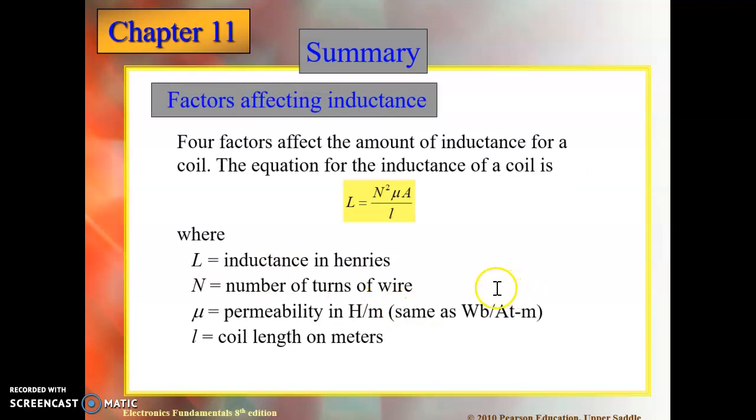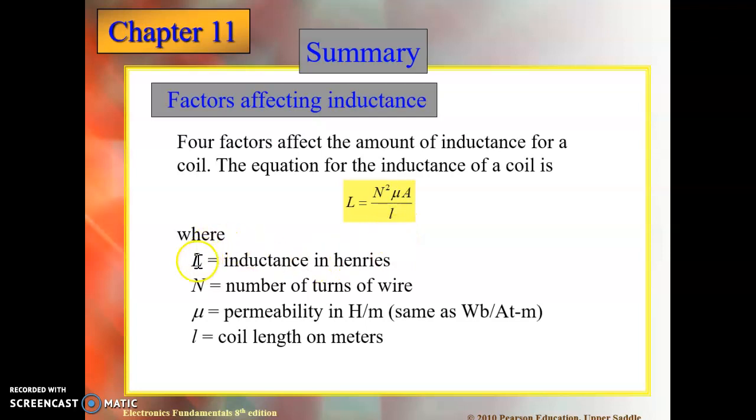Factors affecting inductance. Four factors affect the amount of inductance for a coil. The equation for the inductance of a coil is: we have the number of turns squared, we have the permeability of the material used, we have A, which is the surface area, and then we have the length of the coil.